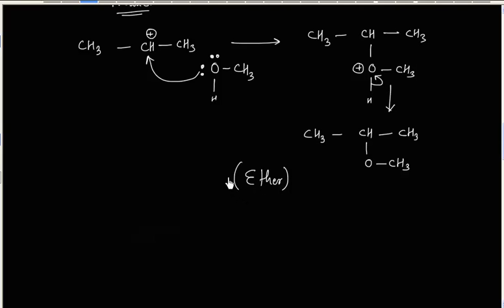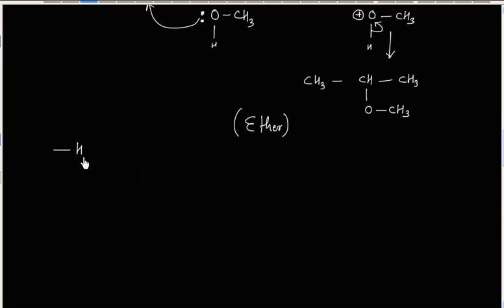So if I use H2O as solvent, we will get alcohol as product, and if I use alcohol as solvent, we will get ether as the final product.